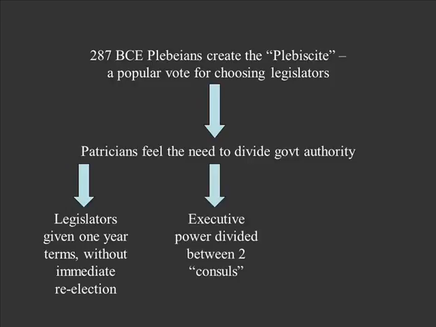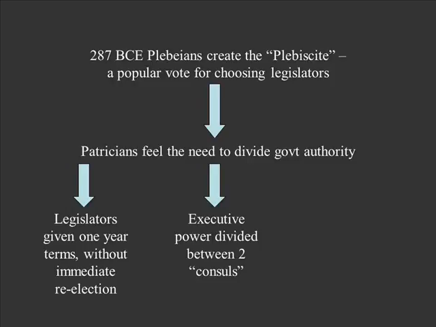Another one is that the executive power, the law enforcers, the administration is divided between two different what were called consuls. So you don't just have kind of one king or one president enforcing the laws and collecting the tax money and overseeing the building of bridges and whatnot. You have two consuls that kind of have to work together.